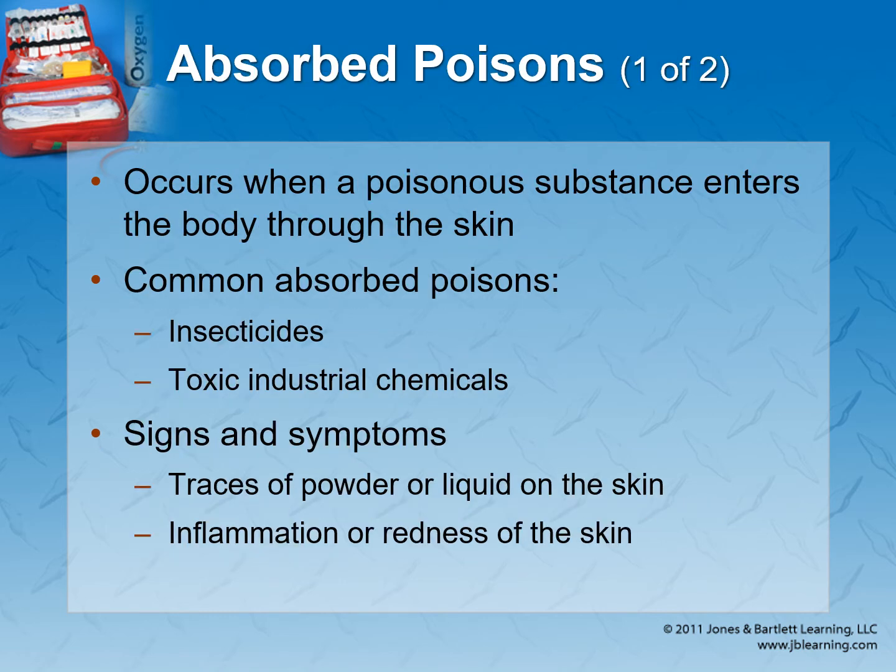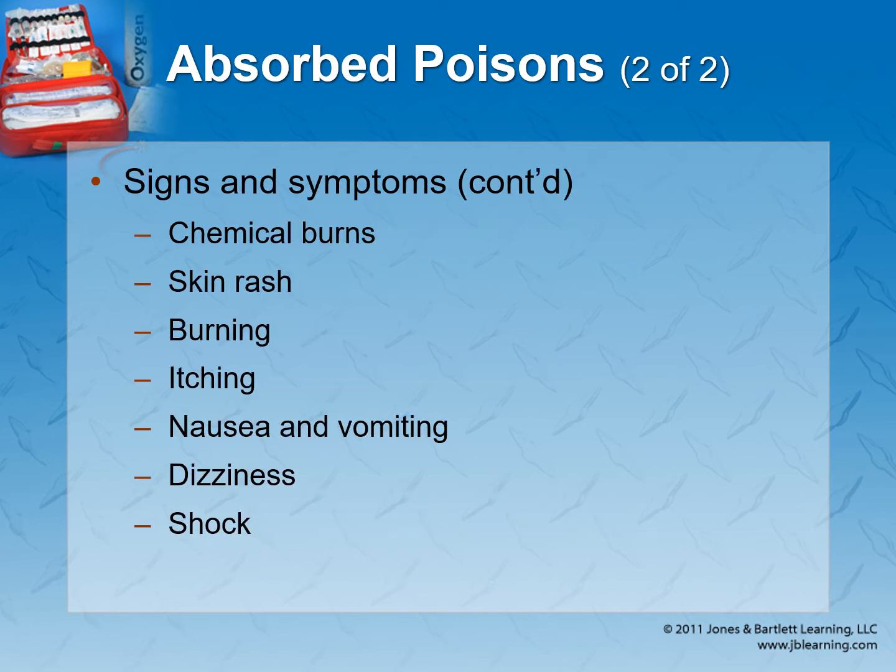All right, absorbed poisons. That's when you can absorb something through the skin. So you can absorb insecticides like from farming stuff, organophosphates, and we'll talk about that in a little bit, and other toxic industrial chemicals. Some drugs can even be absorbed in the skin. So if you're looking at the area, you might see some traces of powder or liquid on the skin, and the area of that skin is definitely going to be inflamed. So they might even burn the skin, burning, itching, nausea, vomiting, dizziness, and once again, shock.